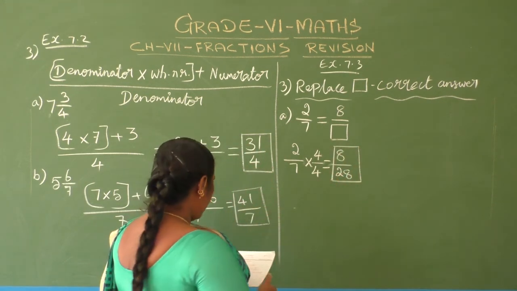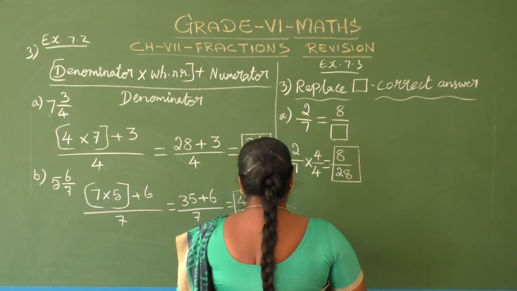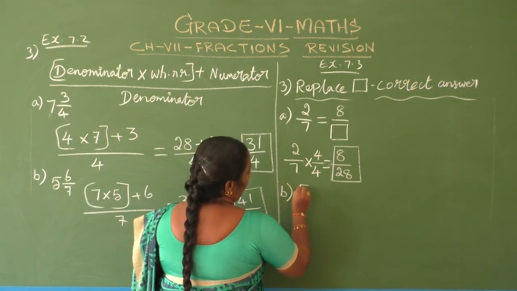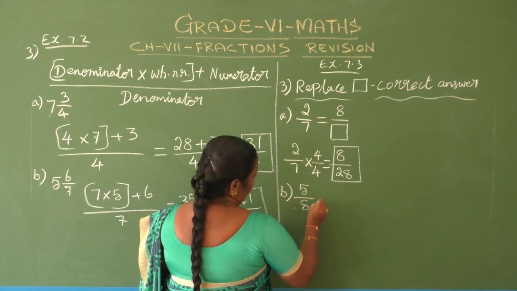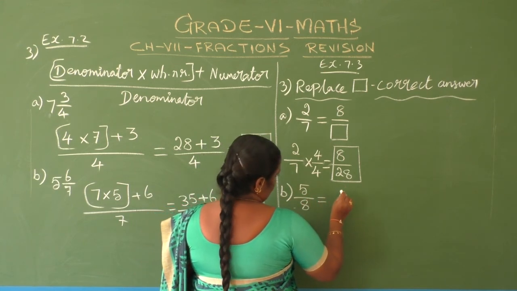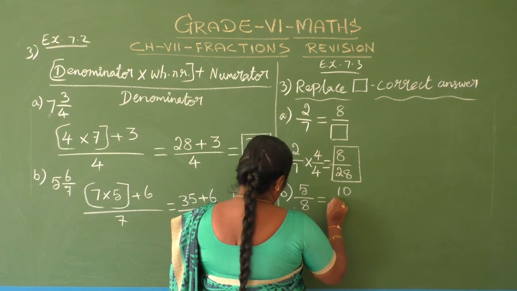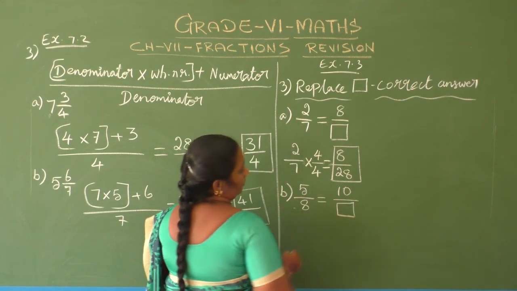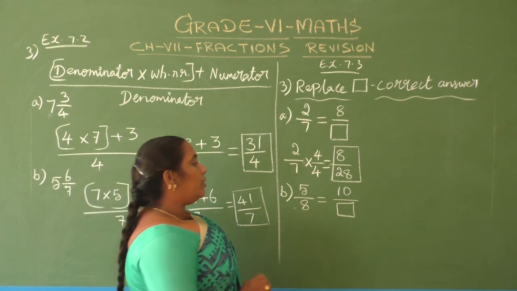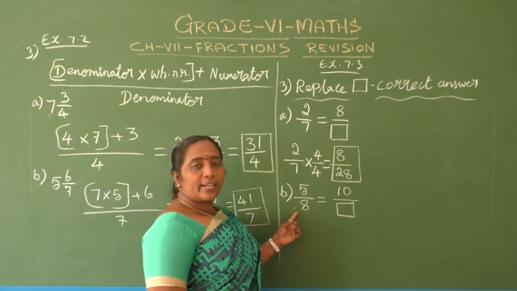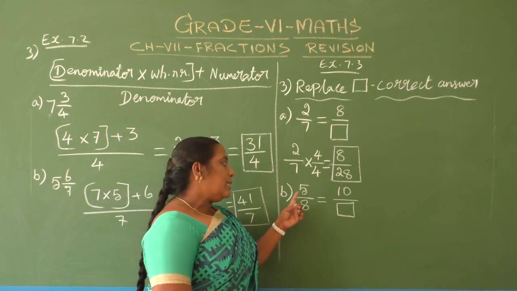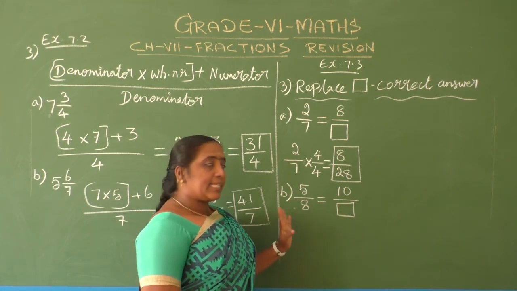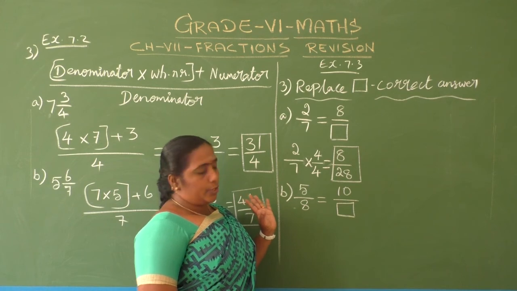Okay? Right. Then in the same Roman, one more sum. B1: 5 by 8 equals 10 by blank. Okay, first you have to observe whether it's a multiplication equivalent fraction or a division equivalent fraction. See, your left side fraction is smaller than your right side fraction. That means it's a multiplication fraction only.